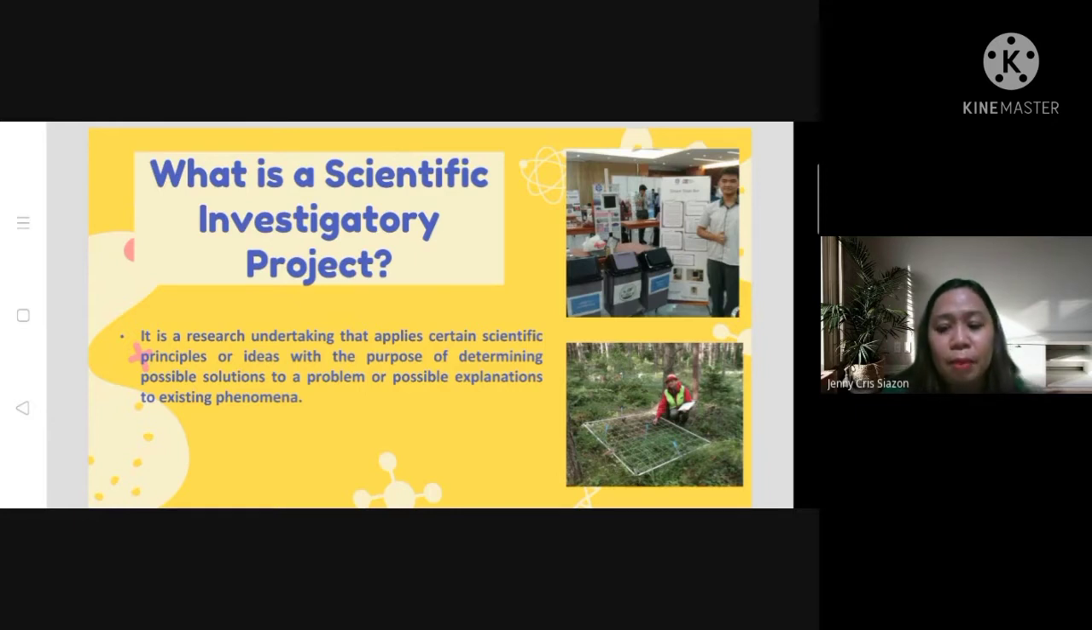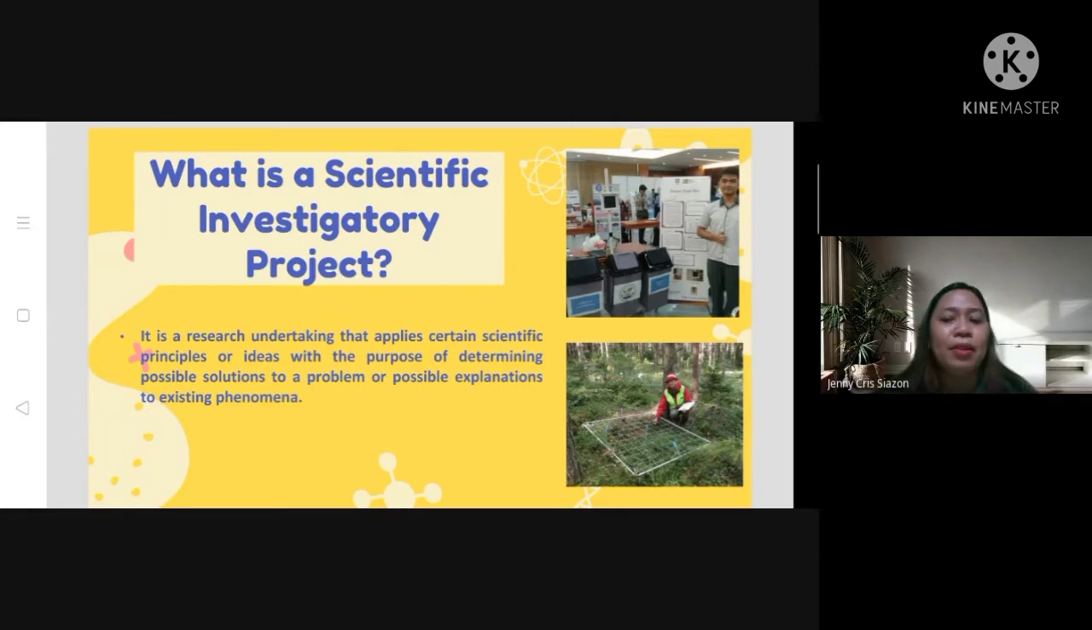Okay? But first, it is very important for all of us to determine the existing problems in our community that need solution. Kailangan natin maisip, no? Kailangan natin makita ano ba ang mga problemang meron sa ating komunidad na kailangan ng agarang solusyon. Ito yung magiging basihan natin when we are doing our investigatory projects.